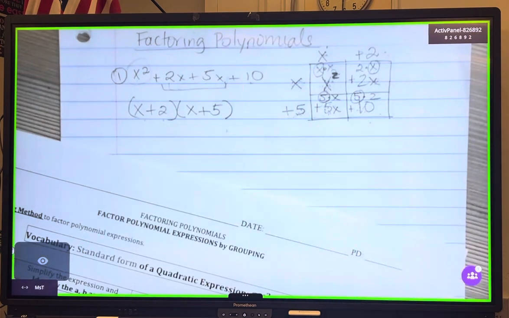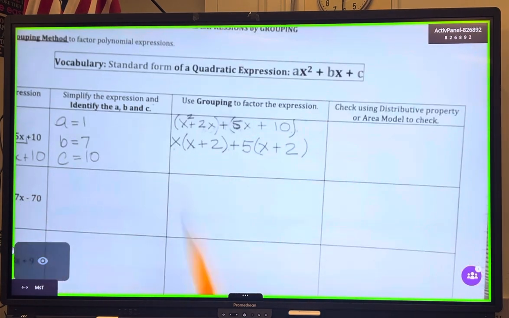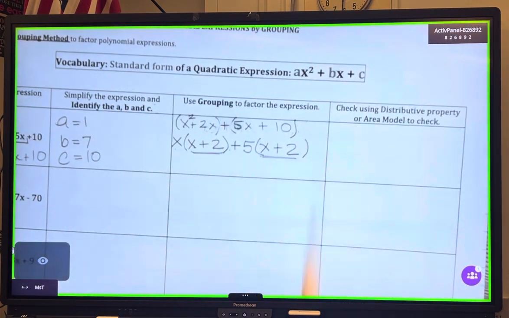But here's what I want you to see. What do you notice about this and this? They're the same thing. What was left was the same thing. When you pull the x out of the first one and you pull the 5 out of the second one, it left you with x plus 2 for both of them. Are y'all with me? Now, here's where the magic happens.